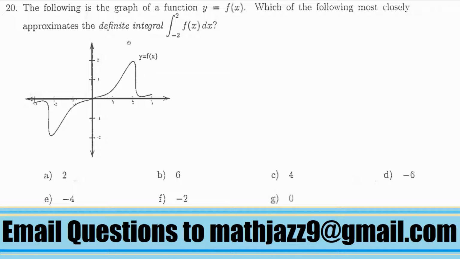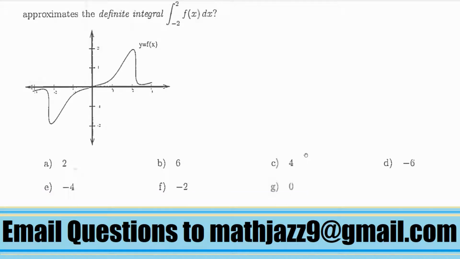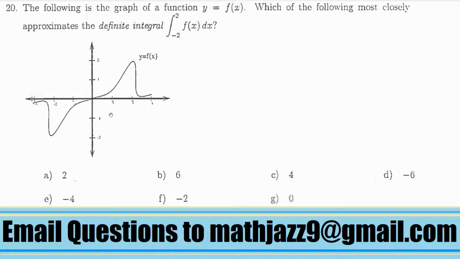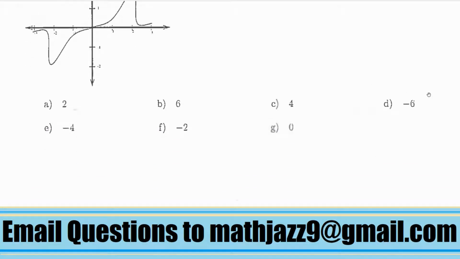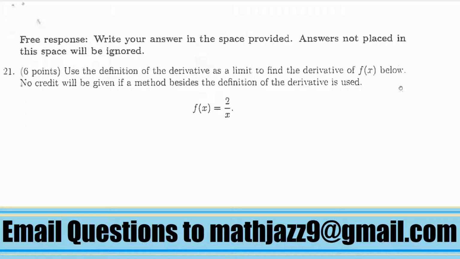So we know that odd functions integrated across symmetric intervals, by symmetric I mean symmetric across the origin, 2 units to the left of the origin and 2 units to the right of the origin, have a value of 0. So the closest approximation to this, based on how this graph looks, is 0. The integral is 0.